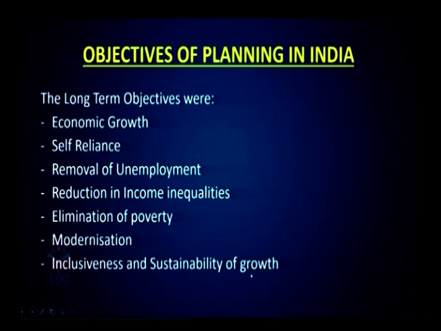Inclusiveness and sustainability of the growth, including all the sections of the society, including all the sectors, that is agricultural sector, industrial sector, and even the service sector, including all the genders of the society, was called inclusiveness in the process of growth. And after including everybody in the growth process and attaining a higher rate of economic growth, another long-term objective of Indian economic planning was to have sustainability. Sustainability is to see that the same kind of economic growth is going to continue in the coming future.